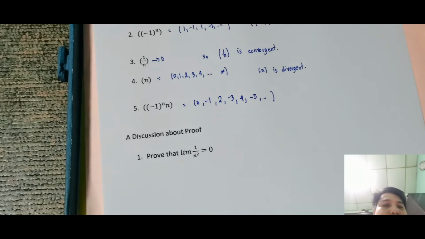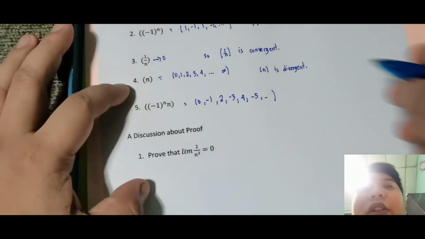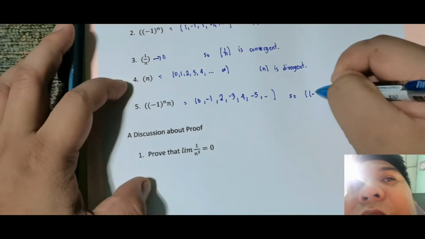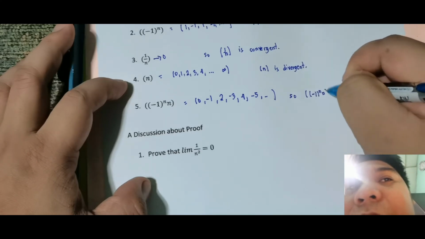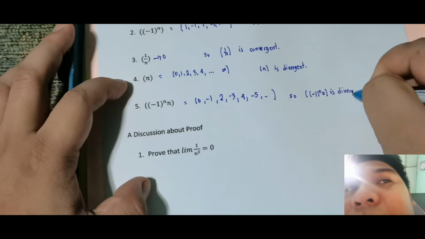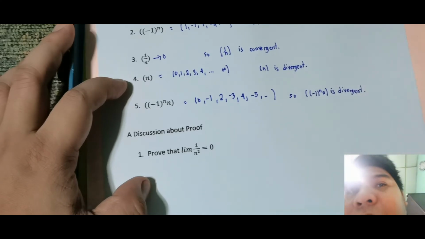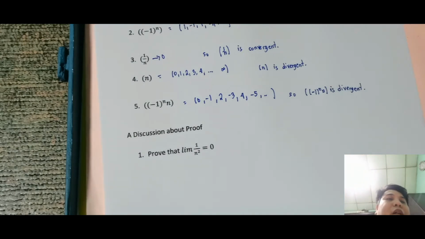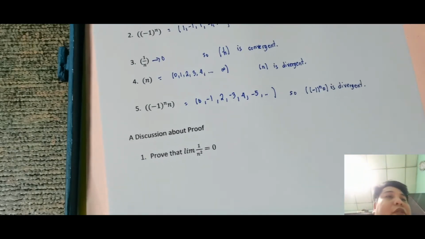Alam natin, siya ay divergent pa rin. Pumunta siya sa negative infinity, alam natin, divergent pa rin siya. So, lagay ko na lang. So, yung sequence na negative 1 raised to n times n is divergent. Okay? So, ganyan lang siya kasimple pag nagsasabi tayo kung divergent o convergent.